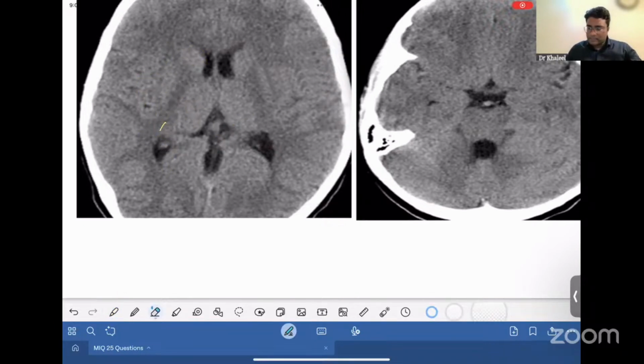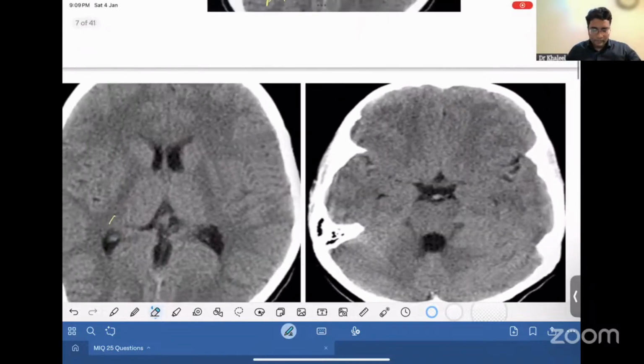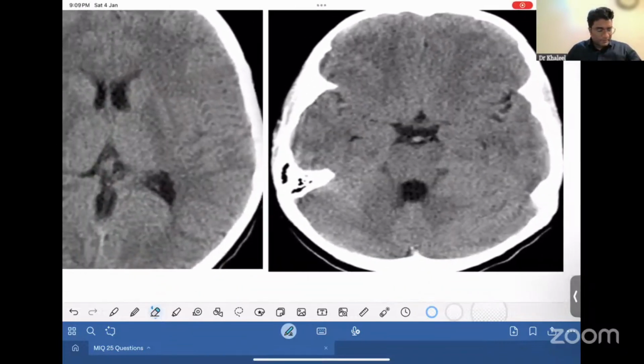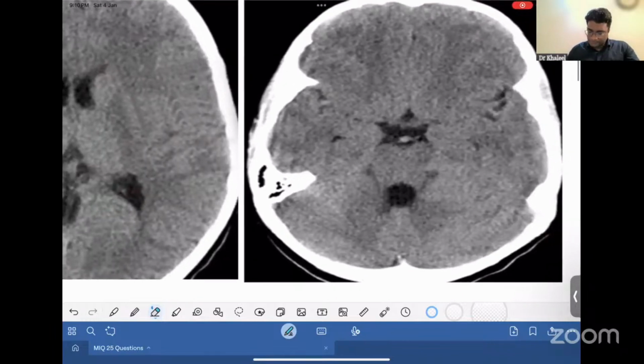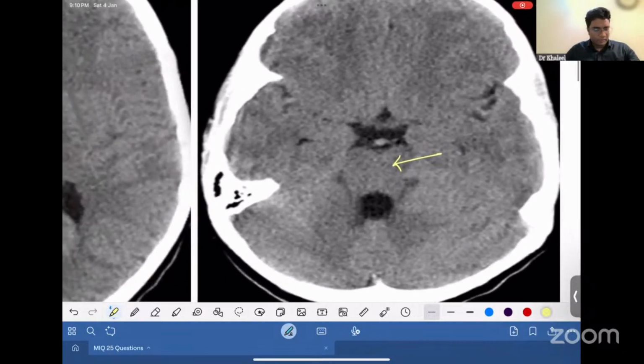Now, look at this image. What is this image? What do you think this image is showing you? What is this structure? Is it midbrain, pons, or medulla? Let me see if you can answer this. Thank you, Puneet, Suraj. Can you just tell me quickly what this image is showing you? What is the arrow pointing to? Is it midbrain, pons, medulla, or spinal cord?